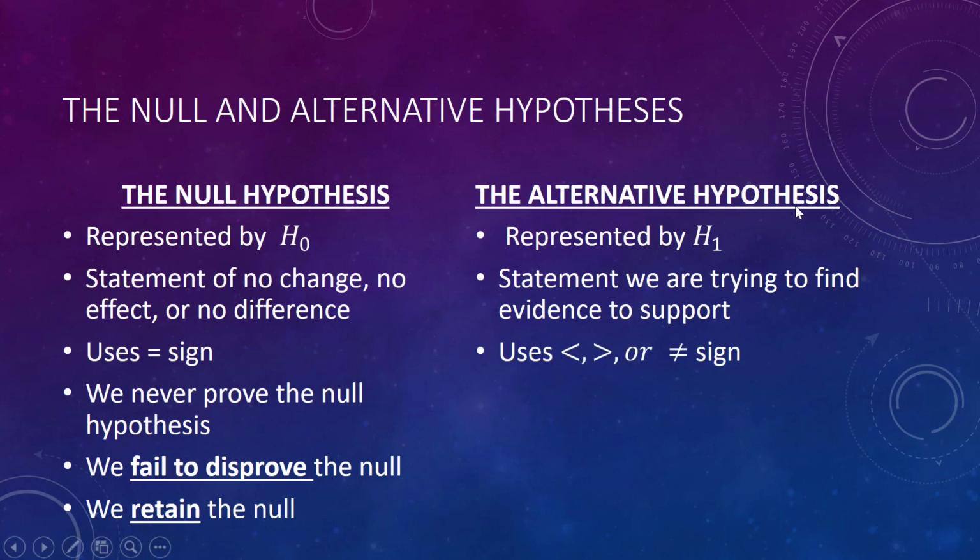The alternative hypothesis uses either a less than sign, a greater than sign, or a not equal to sign. Notice that it never uses an equality sign, and it doesn't use an inequality that contains an equality. In other words, we never use the less than or equal to sign, and we never use the greater than or equal to sign in an alternative hypothesis. We can, in fact, prove the alternative hypothesis, just as we can prove that someone is guilty.